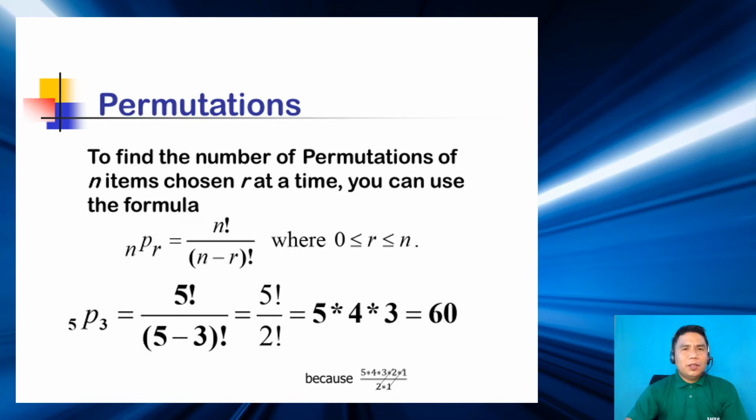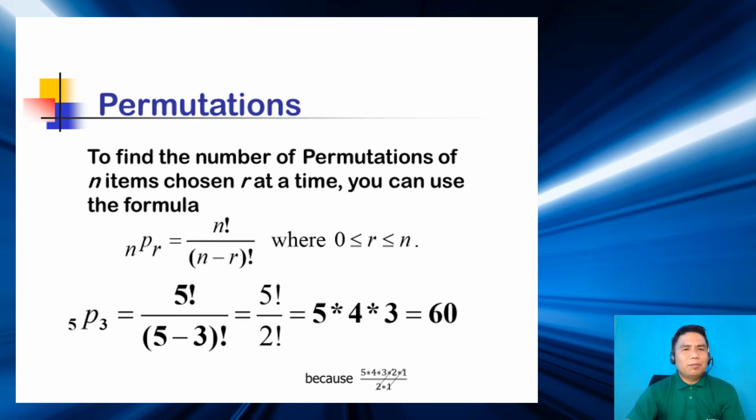letter. In permutation, to find the number of permutations of n items taken r at a time, you can use the formula. You can read it as: permutation of n taken r at a time is equal to n factorial over the quantity n minus r factorial, where r is greater than or equal to 0 but less than or equal to n. So it should not be greater than n.